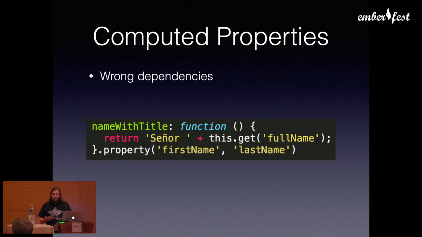Computed properties having the wrong dependencies can lead to really subtle bugs. So here, the property depends on firstName and lastName, but we're actually getting fullName. And although fullName probably depends on firstName and lastName, that's not what you're actually accessing. So you should be very careful to make sure the dependencies for your computed property are exactly what you're getting in the property.